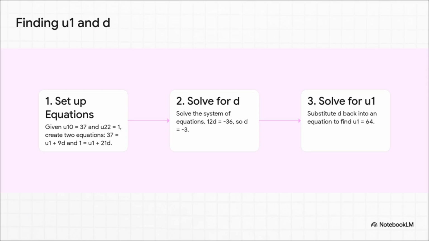This is a classic IB-style problem. They'll give you a couple of terms from way down the line and expect you to work backwards to find the first term and the common difference. The trick is always the same. Just set up two simultaneous equations using that nth term formula and solve for your two unknowns, d and u1.